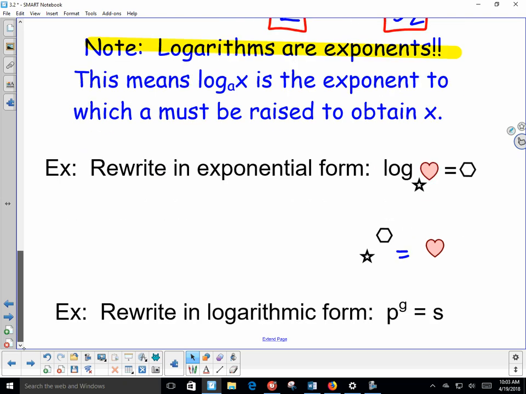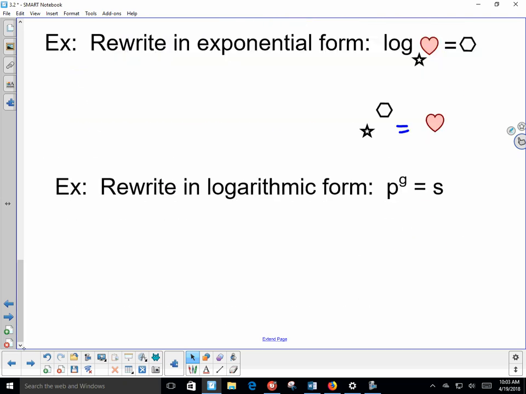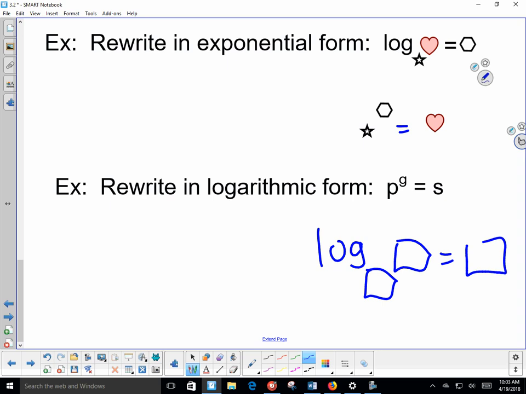Okay? All right, what about this one? Rewrite in logarithmic form. P raised to the g equals s. How are you going to rewrite that, Hannah? You're going to fill in log to the base what of what equals what? Log to the base p of g. No, log to the base p of s equals g. Do people agree with that arrangement? Yes. Because our base here is p, so that's what we put here. Log to the base p of s equals g. Our exponent is the log, so that's got to go by itself.